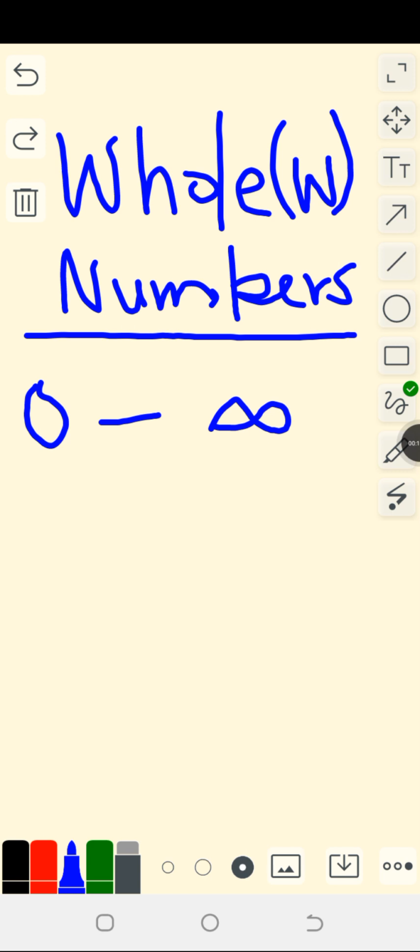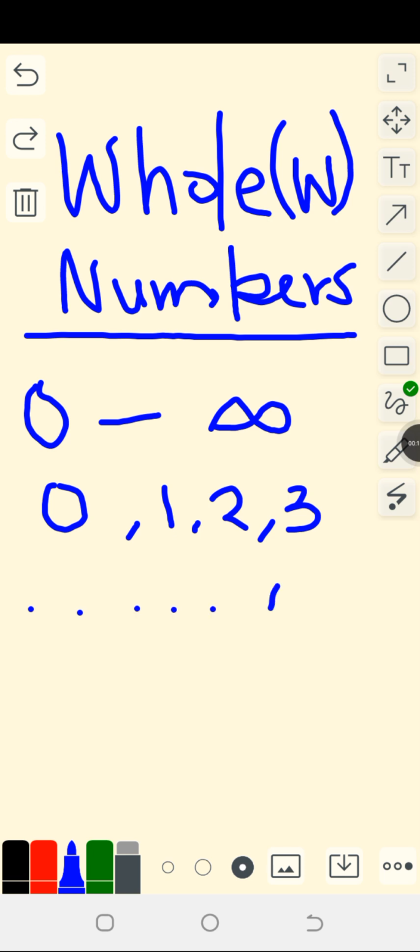So you start from zero and you move in that order till you get to a point where you can't count further. It has no end. It stops at a point that we can't ascertain. Such numbers are referred to as whole numbers. So whole numbers start from zero and end at infinity, a non-ascertainable number. That is the second type of number, which is referred to as whole numbers.